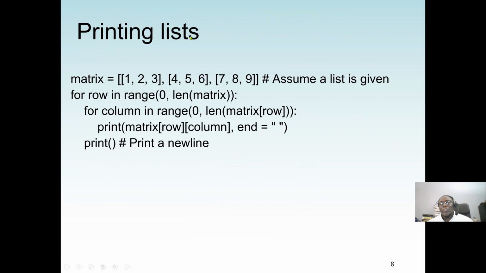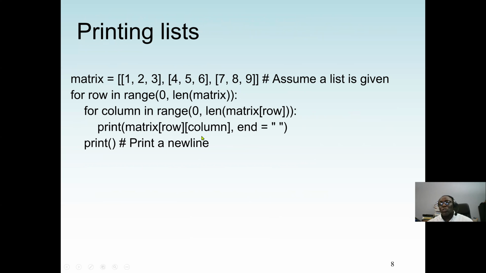Next, how to print a list. So here we are assuming we have 3 rows and 3 columns, 3 by 3. So if we want to print these items, we need 2 for loops. The first for loop will be for the row, and the second for loop is for the column. So we say 0 to the len of matrix and 0 to the len of matrix row. So here we print our first item with all the columns.